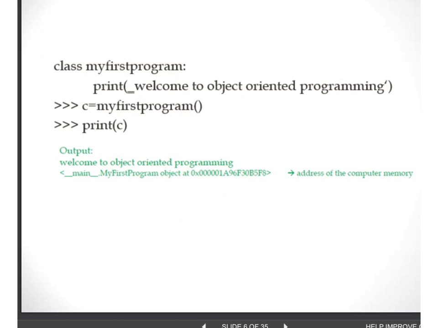For example, c is equal to MyFirstProgram(). So what is c? c here is an object, and MyFirstProgram is a class. Whenever you call print(c), it will refer to this class, and inside this class there is a statement which keeps printing. You have a typo here; in fact it's a single inverted comma. 'Welcome to object oriented programming' will be printed, and it will say it's a main class, and this is defined as a unique address in the computer memory.